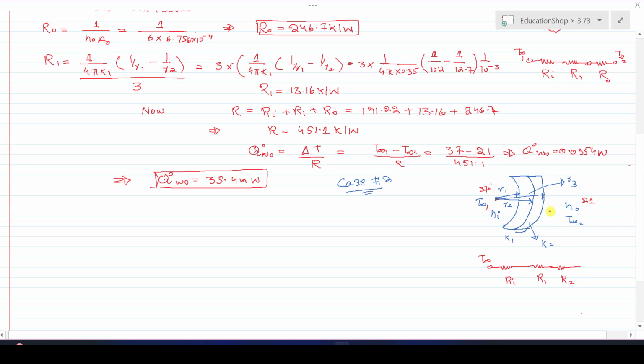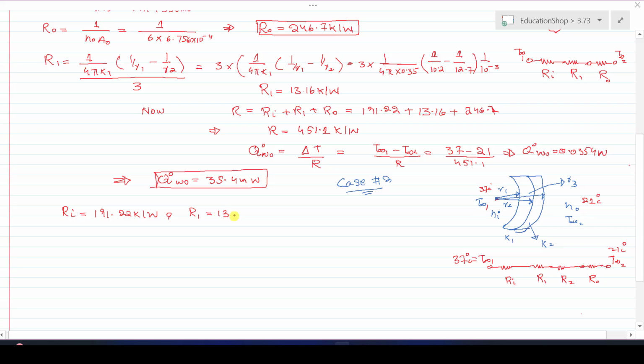And finally, heat is transferred outside, where the temperature drops to 21 centigrade, and the resistance offered outside the contact lens is R0. Finally, the temperature drops to T infinity 2, where the inside temperature T infinity 1 is 37 centigrade, and here it is 21 centigrade. In the first case, we calculated the Ri value. That is the same in the second case also, that is 191.22 Kelvin per watt. And the resistance R1 of the first layer, 13.16 Kelvin per watt, is the same as we calculated in the previous case.